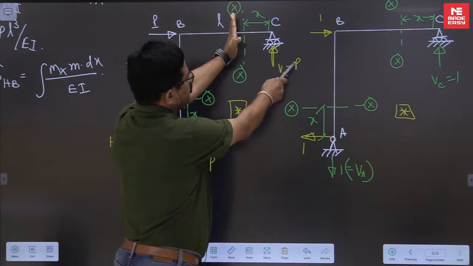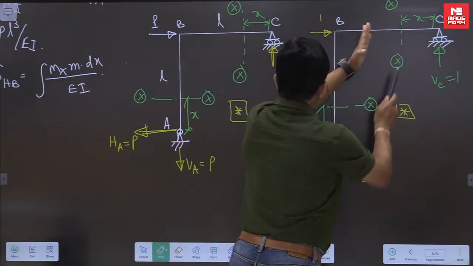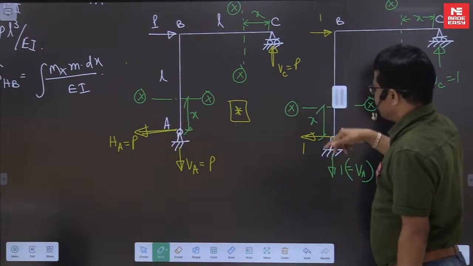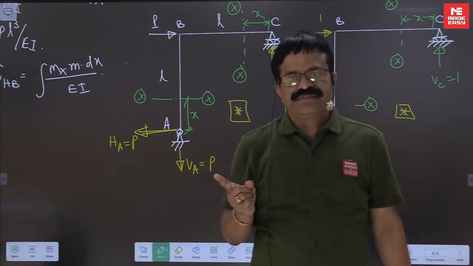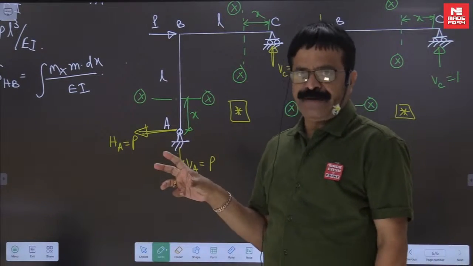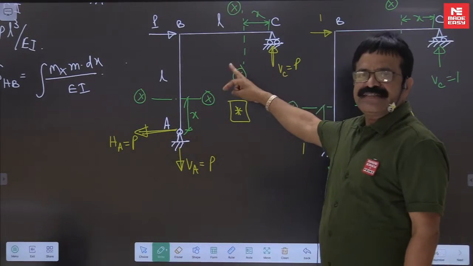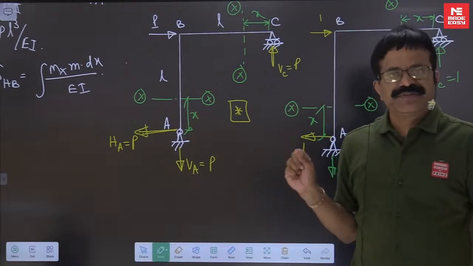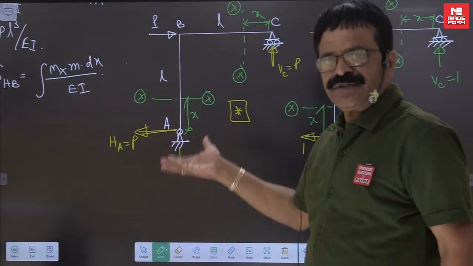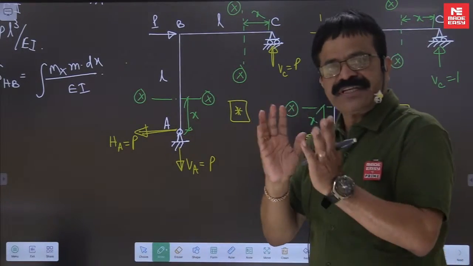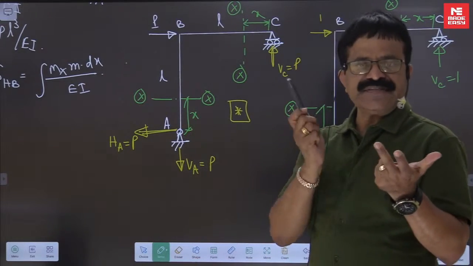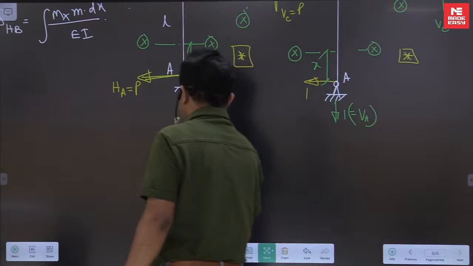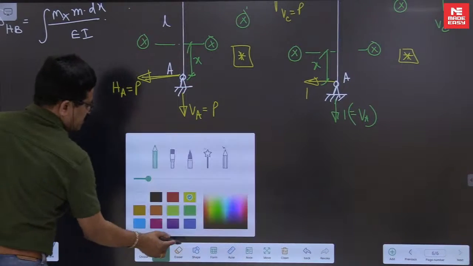How much is the moment? P into x. Stand here, what's the moment? P into x. That means both segments of the frame, the bending moment at section XX is the same for both members. So two lines we don't have to write and waste time, because both members' contribution is the same. Mx values are the same, small m values are the same. So why write it two times? Only one time we will write.